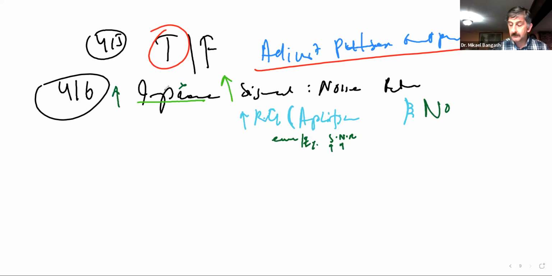Increase the output power. Okay, I just answered that earlier. Increasing output power is going to increase the signal to noise ratio.